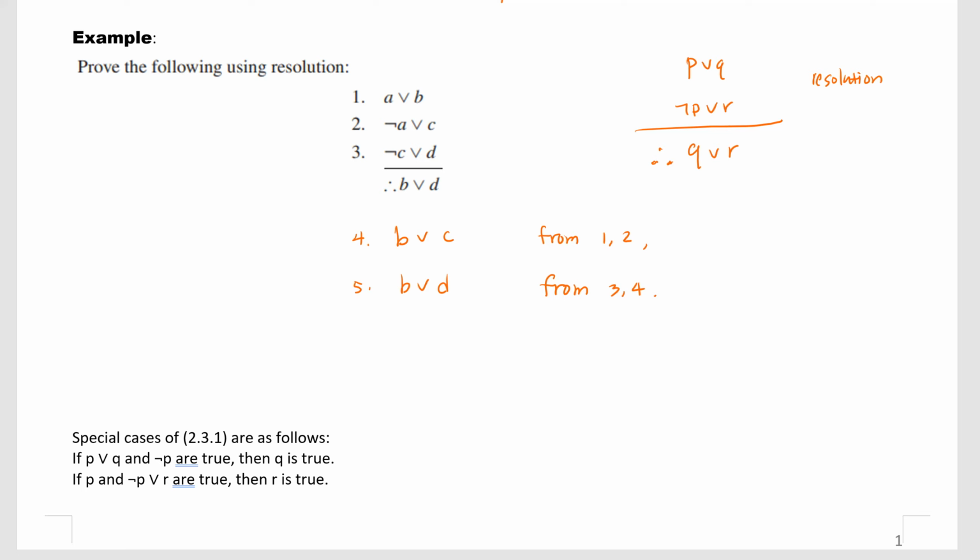Okay, so here I have some remarks. Special cases of the resolution follow. If P or Q and not P are true, then think about it: either P or Q is true, but not P, so it must be that Q is true. So this is a special case of resolution. And the other one: P and not P or R are true. Well, P is true, so not P is false, but not P or R is true, then it must be that R is true. So far, so good, everybody?